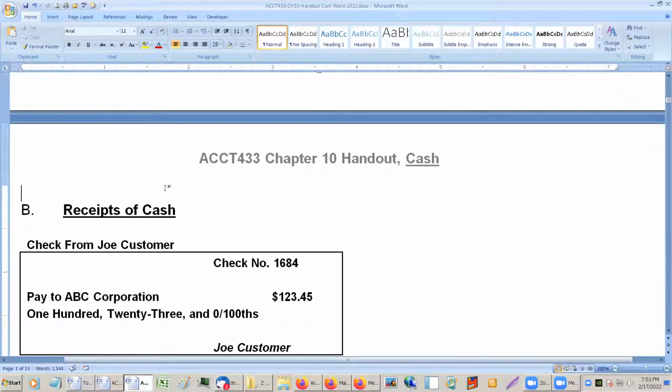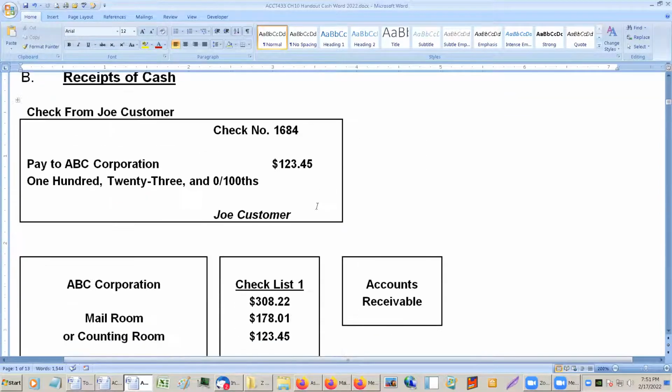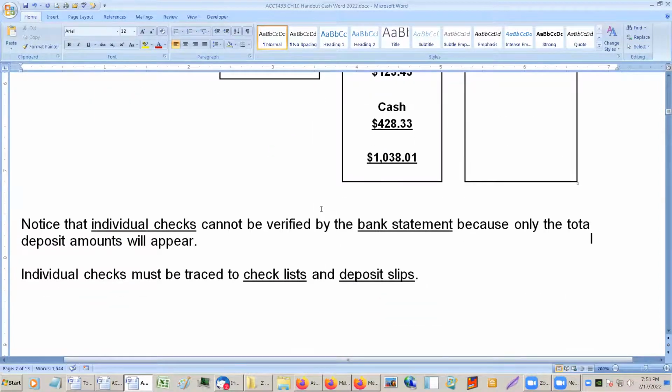Okay. We'll go through this cash receipt. Just kind of walk through this for a second. This shouldn't take too long.